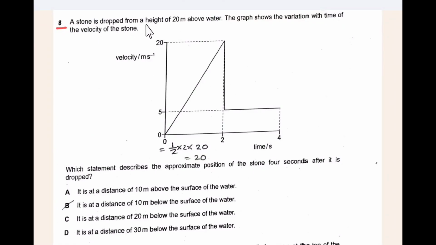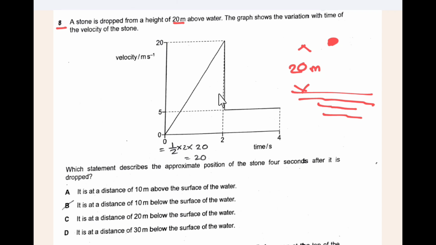8. A stone is dropped from a height 20 meter above the water surface. So this is our water surface, this is the water, and the stone is dropped from a height that is 20 meter above. The graph shows the variation with time for the velocity of the stone. Which statement describes the approximate position of the stone 4 seconds after it is dropped? So after 4 seconds, what is the position of the stone? As it hits the water surface, it covers a distance that is 20 meter.